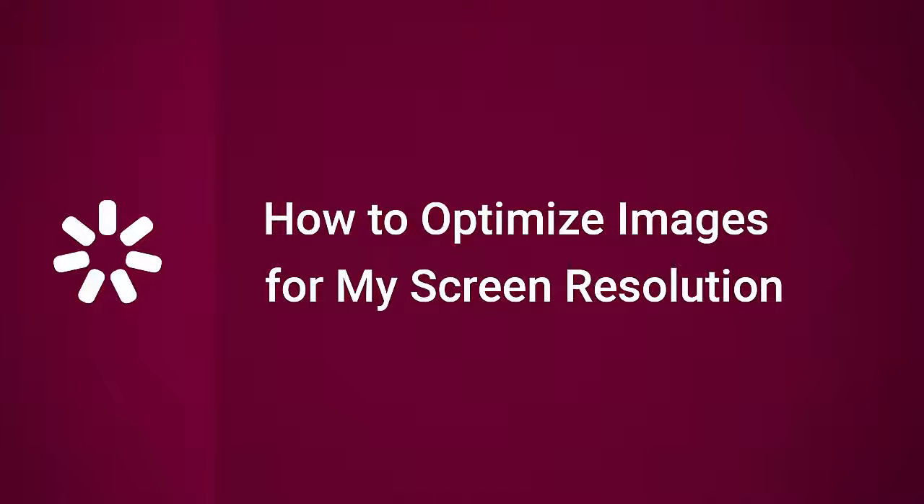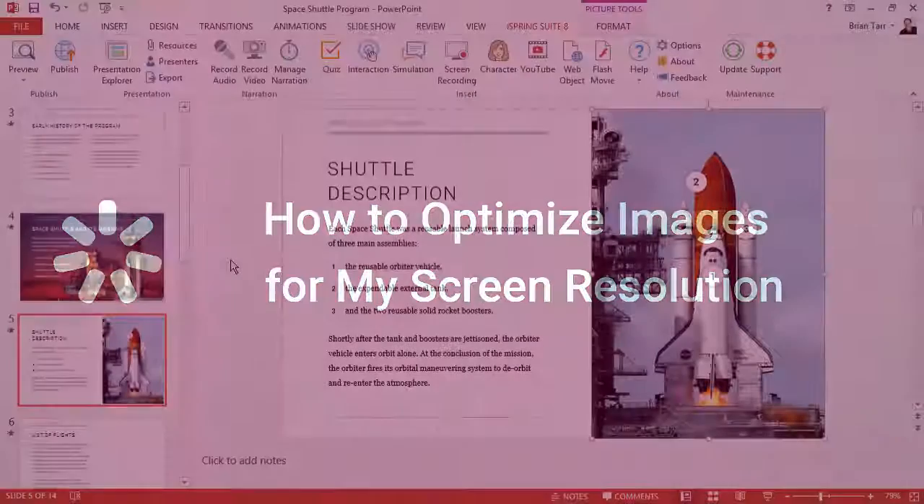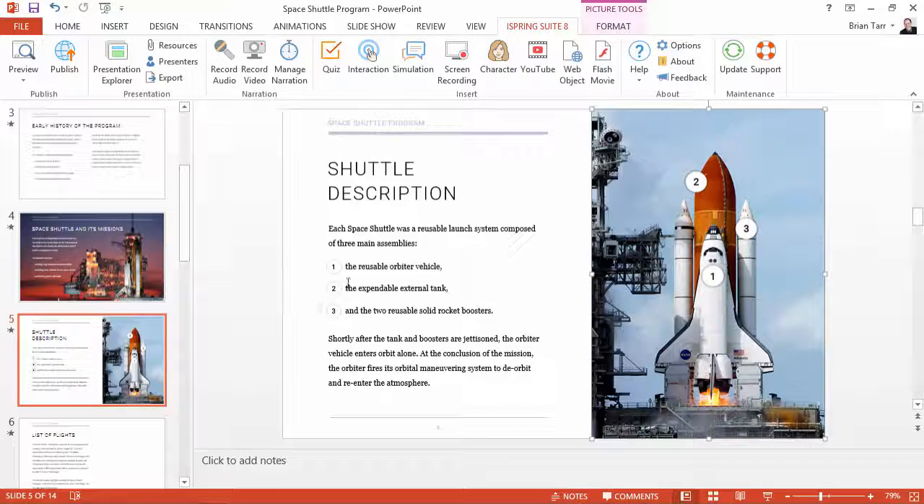This tutorial will show you how to optimize images in your online presentation for a specific screen resolution. If you use images in your presentation that contain text, diagrams, or other precise shapes, they may sometimes look blurry after publishing. In that case, you can try optimizing them for a certain screen resolution.